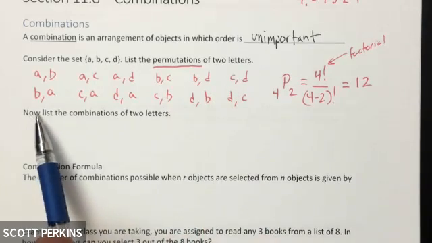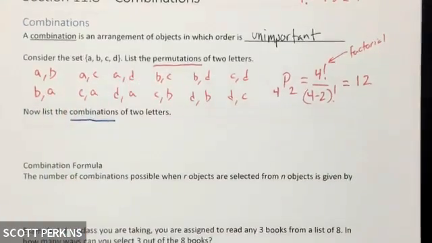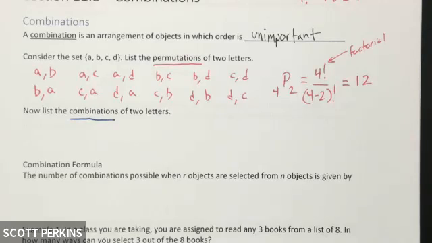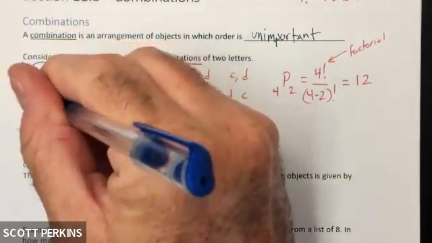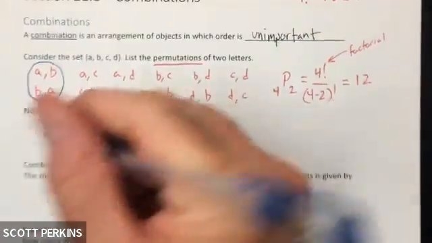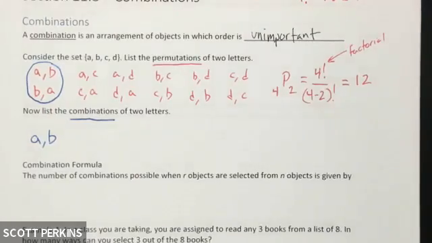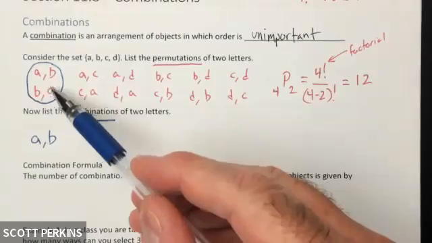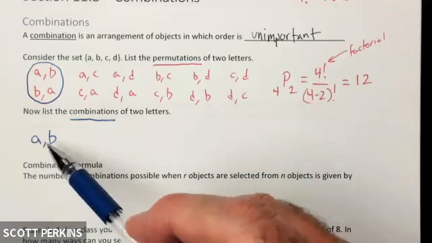Now what we're going to do with that same set of 4 letters, we're going to list the combinations. Combinations mean I just care about the group. I do not care about the order. So in this case, AB and BA, we would consider that one. I'm just going alphabetical, but if I'm considering combinations, AB and BA would be equivalent. And so it's just a matter of having A and B.